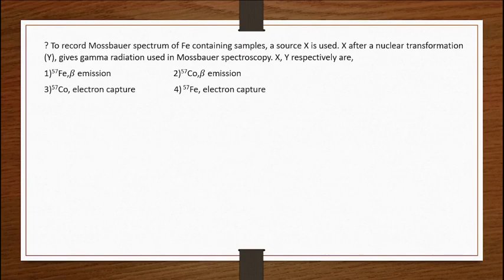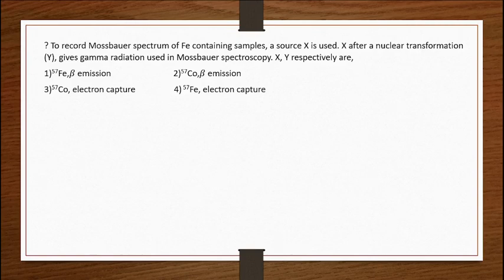And the next question is, to record the Mossbauer spectrum of an iron containing sample, a source X is used. X, after a nuclear transformation, gives Y, which emits gamma radiation used in Mossbauer spectroscopy. X, Y respectively are. So what is the source used to determine the iron containing sample? That is cobalt 57. Then X after nuclear transformation forms Y and gives gamma radiation used in Mossbauer spectroscopy.